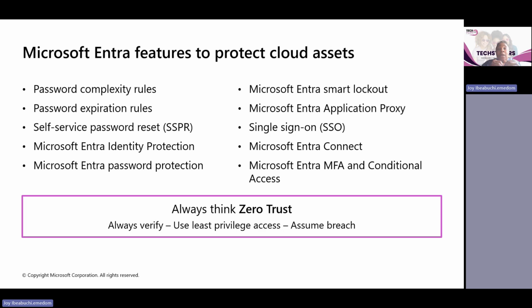When it comes to identity, Microsoft Entra provides things like password complexity rules, password expiration rules, self-service password reset, identity protection functionality, password protection. We have what we call smart lockout. We have the Entra application proxy. We have the single sign-on, which we learned in our last class, and we have Microsoft Entra Connect, MFA, and conditional access policy. These are different features available on Entra to enable you to protect an identity, which is a cloud asset.